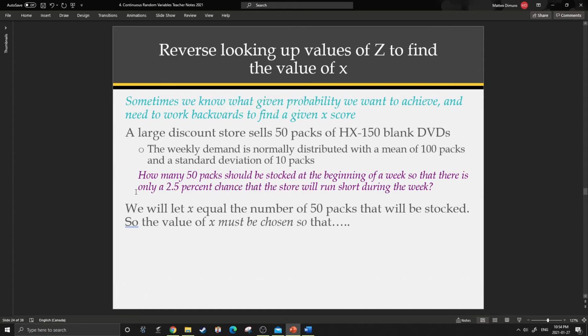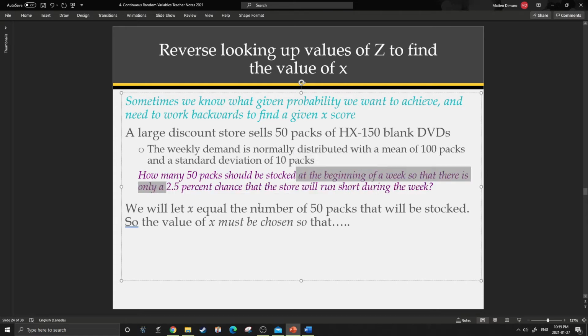So here we go. A large discount store sells 50 packs, you can tell this is an old question, of HX150 blank DVDs. Okay, remember back in the days, anyone old enough to remember when you actually used to go buy rewritable DVDs? Because USB sticks still weren't a thing. So the weekly demand is normally distributed with a mean of 100 packs and a standard deviation of 10 packs. Okay, so normally they sell 100 packs, plus or minus 10. How many 50 packs should be stocked at the beginning of a week so there's only a 2.5% chance that the store will run short during the week?